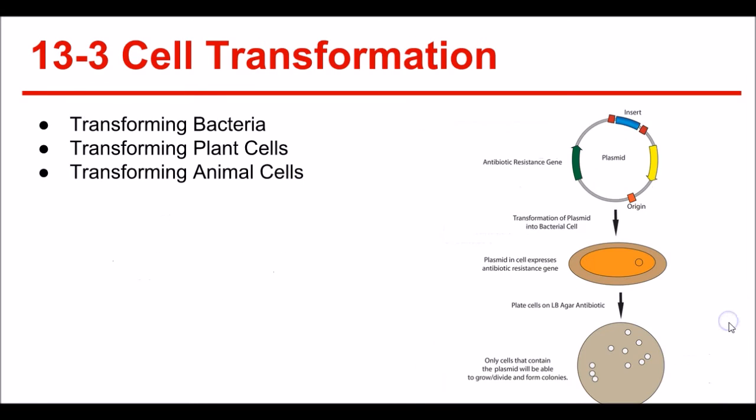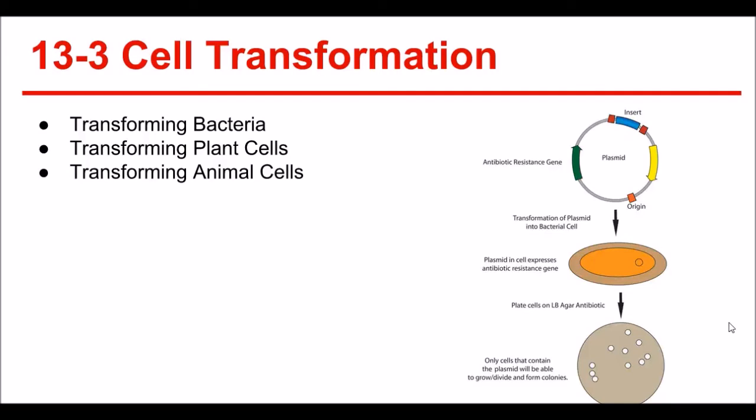Okay, 13-3, cell transformation. So during transformation, a cell takes in DNA from outside the cell. This external DNA becomes a component of the cell's DNA. So Griffith's experiments with the lethal and non-lethal strains of pneumonia were a form of transformation, and those showed that cells could take in DNA from the outside.